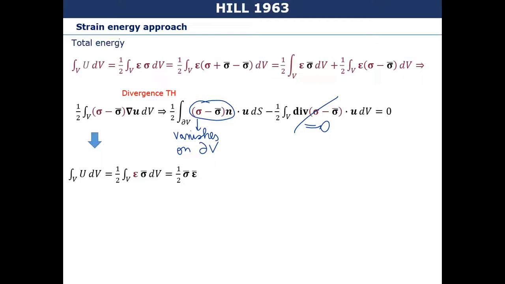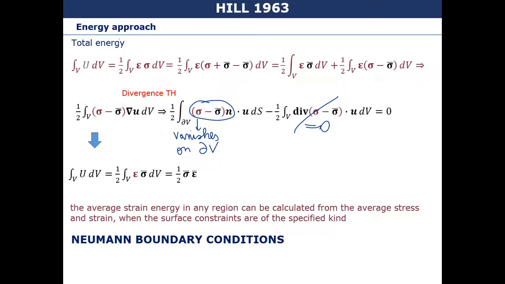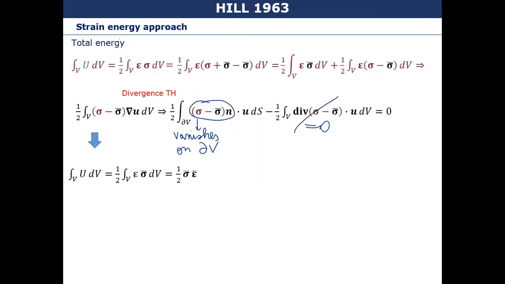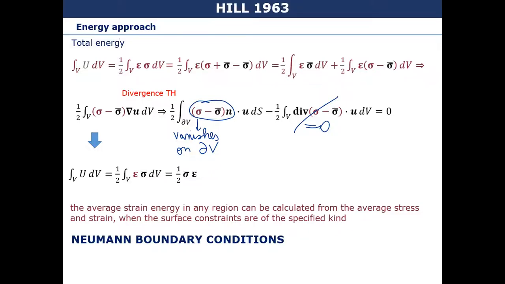And also in this case, this is a strain that vanishes on the boundaries, and this is an equilibrated stress. So also in this case, the second term here vanishes. And so the strain energy, the total energy, is defined just as the product of the average of stress and the average of strains. The hypothesis defined here, the prescription of surface traction such that they would produce a uniform internal stress in a homogeneous material, are the basis of the well-known Neumann boundary conditions.